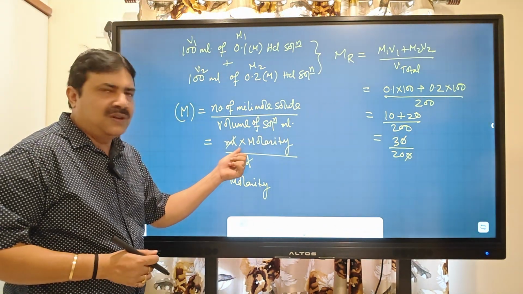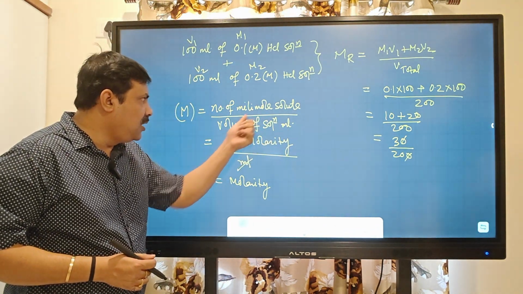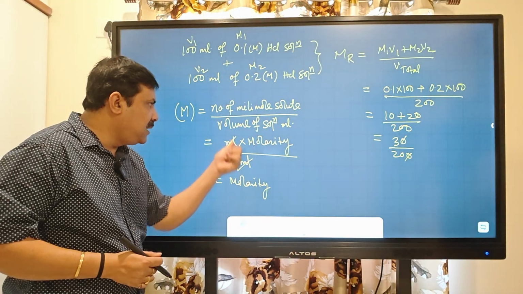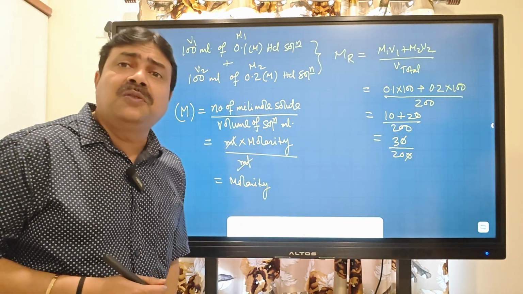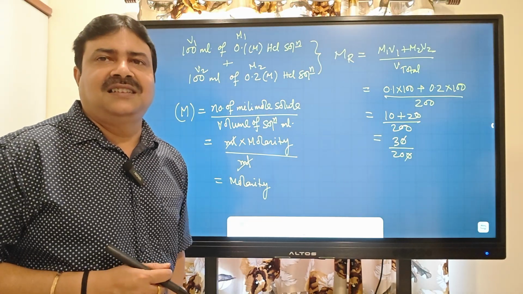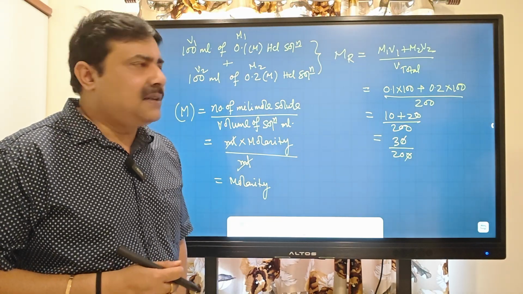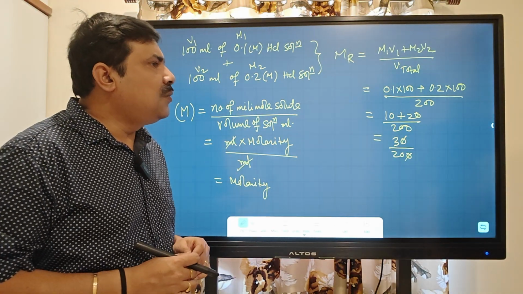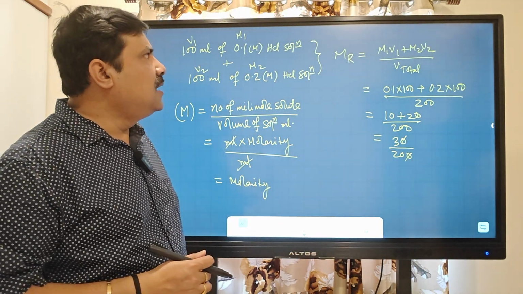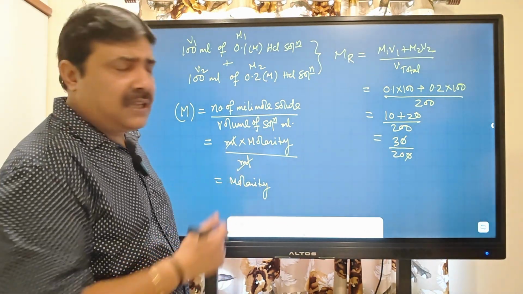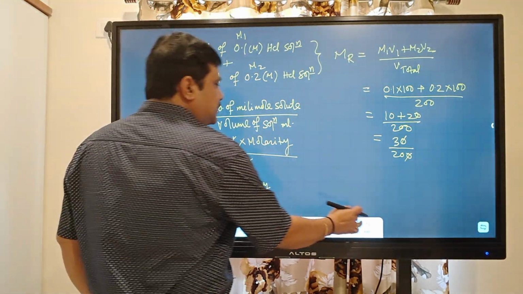Same situation. ml into molarity is millimoles, divided by the volume of the solution in ml. ml cancels out, and directly we get the molarity value. That's why there is no need to convert to liters. Is it clear? But whenever a reacting species is there, then we have to use a different formula, based on the situation. Let us take another problem like this.